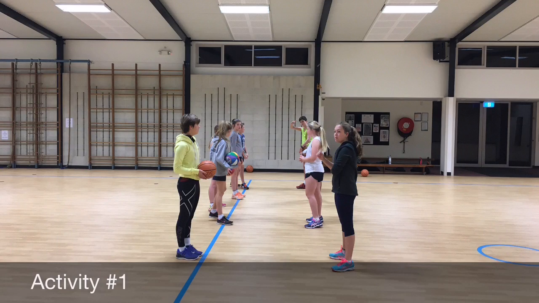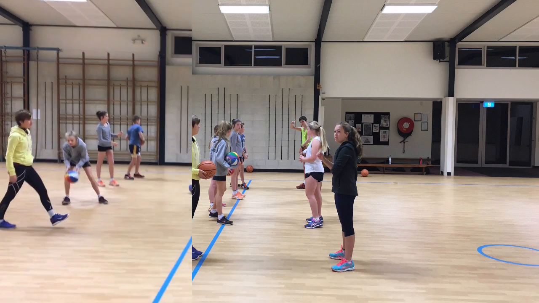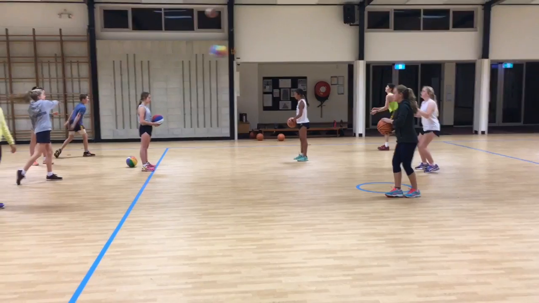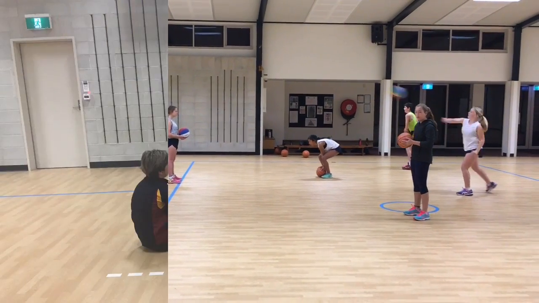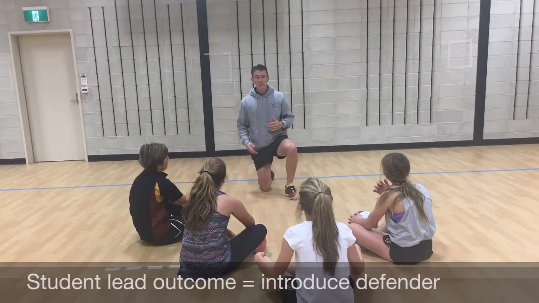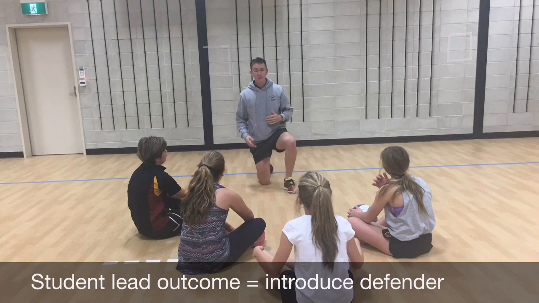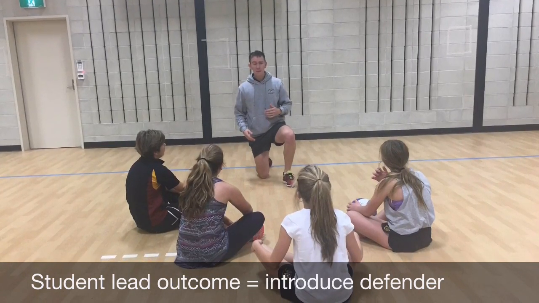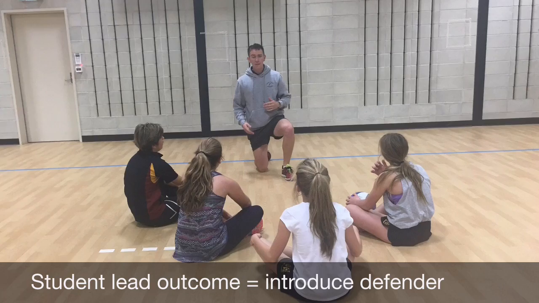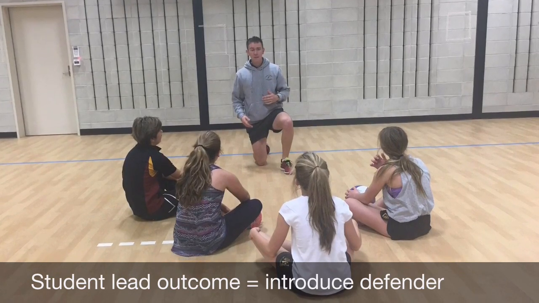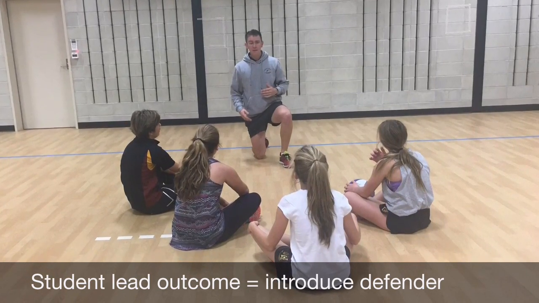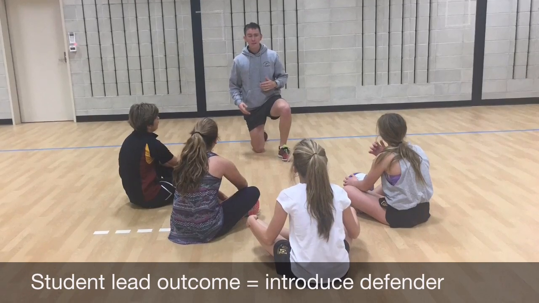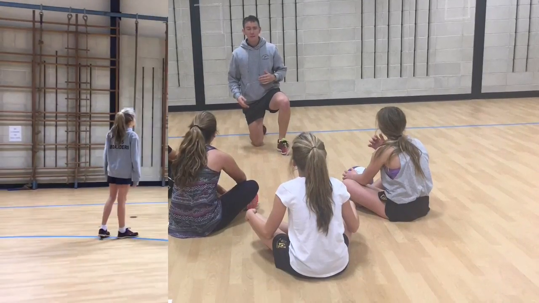The first activity involved a chest pass to a partner. For every correct pass made, the partners would take a step back and increase the distance. Students were then asked how they could make this more difficult or make it more like basketball. Their response included the introduction of a defender. This allowed the progression into a more game-like activity.